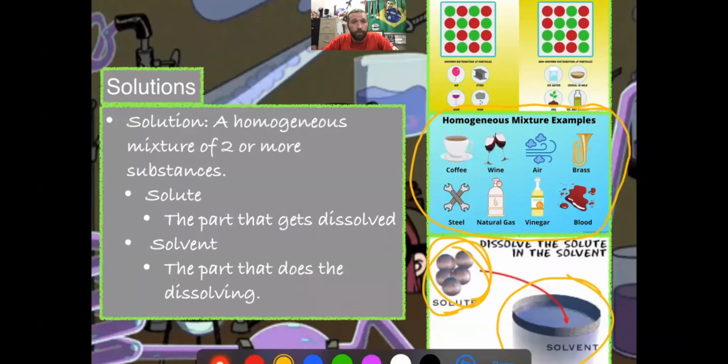Okay? This will become important later on when we're going over mixing things together and creating solutions and all that. If I tell you that you need X amount of solute, that lets you know the solid thing that you're going to be dissolving into the solution, or the solvent.